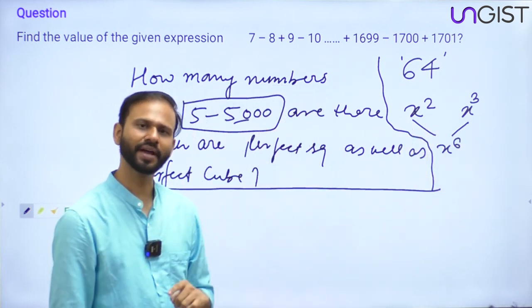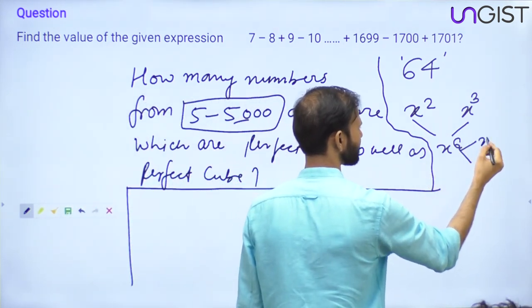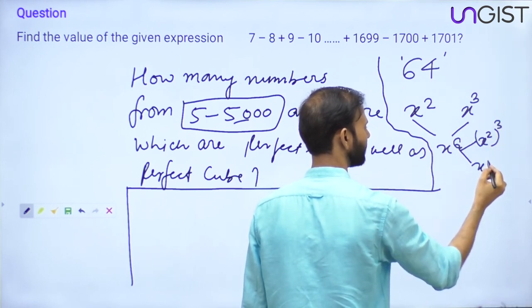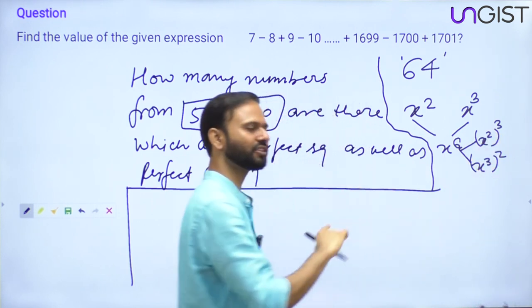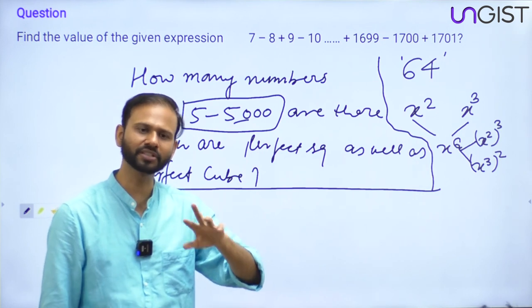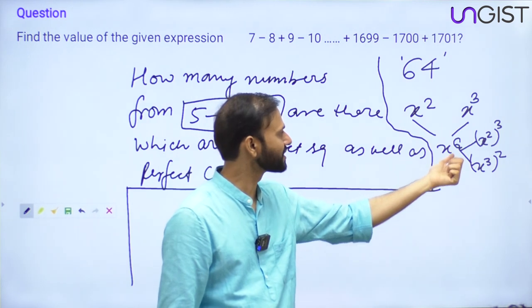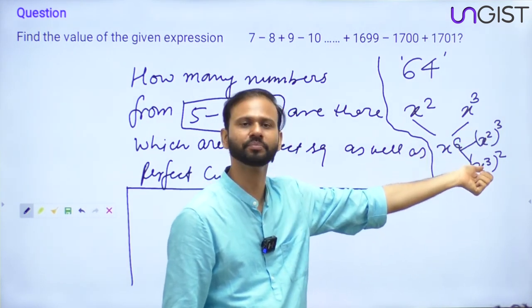Why? Because this is the cube of x square and this is the square of x cube. Power to power means product of powers, you must be knowing it. So here, x to the power 6 is the cube of x square, and it is also the square of x cube.